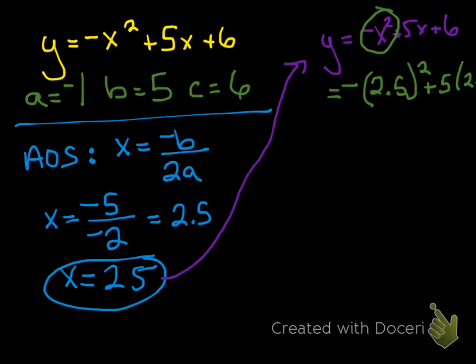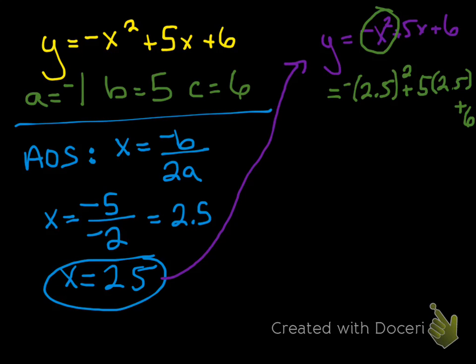Give me a second. Just going to rewrite it. Okay, so this is negative. Okay, so you're going to square the quantity 2.5 first and then take its negative. Then you do 5 times 2.5, and then we're going to add 6.